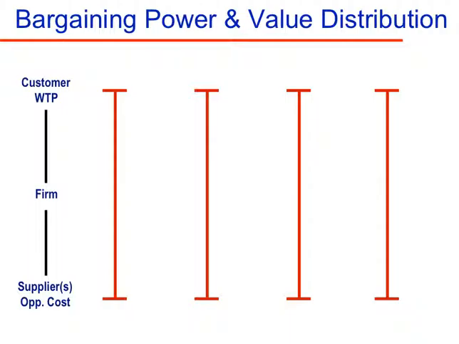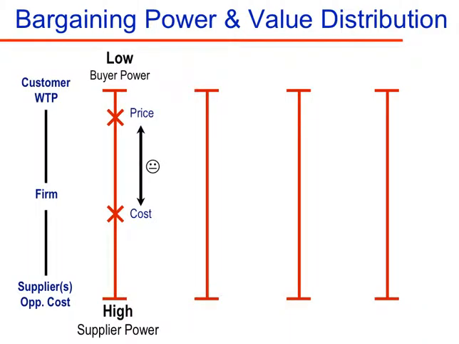best. You may remember this slide, which I've reorganized and simplified a bit, that I gave about bargaining power and value distribution. I said, look, we have the customer's willingness to pay and the supplier opportunity cost. And the division, who gets the value, whether it's the customer, the suppliers, the firm, is dictated by price and cost. And one scenario is, for example, you could have low buyer power and high supplier power, right? In other words, the buyers have low bargaining power, therefore you are able to charge a price close to their willingness to pay.